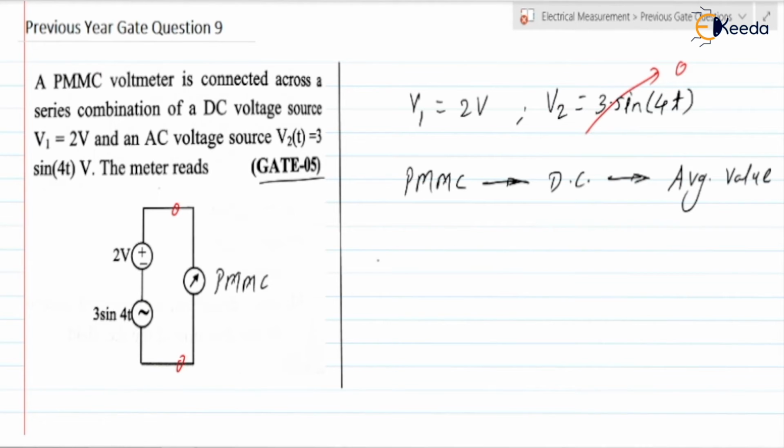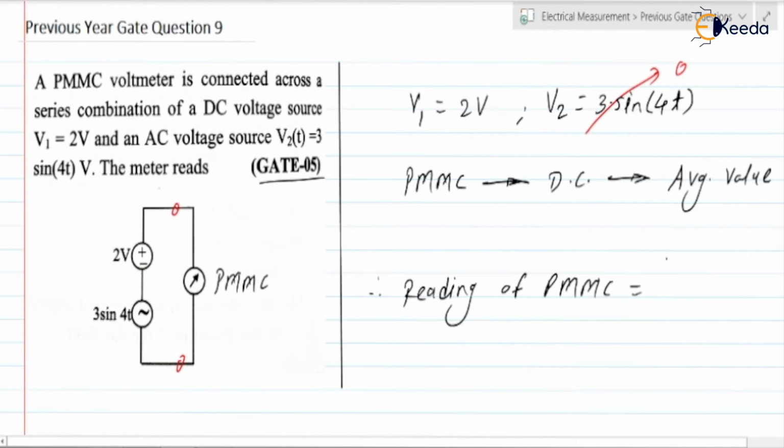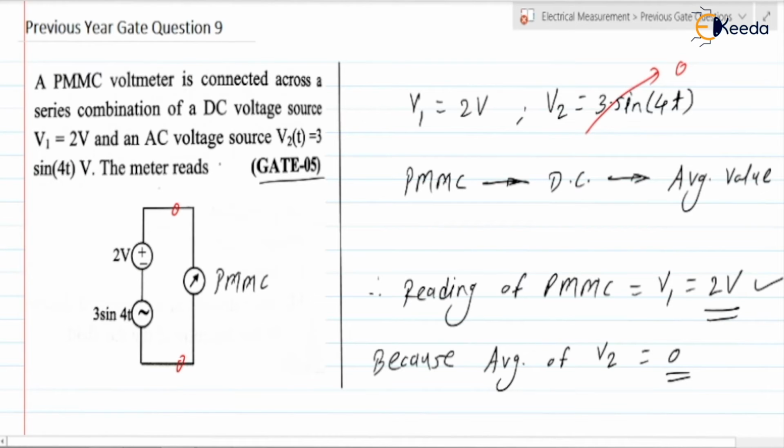Okay. So therefore reading of PMMC meter or voltmeter is equal to V1 only, is equal to 2 volt. Are you getting the point? Because average value of V2 is equal to 0. Okay, so that's why the reading will be only 2 volt. So your final answer will be 2 volt. Right? So friends, this is about the previous year GATE question number 9.